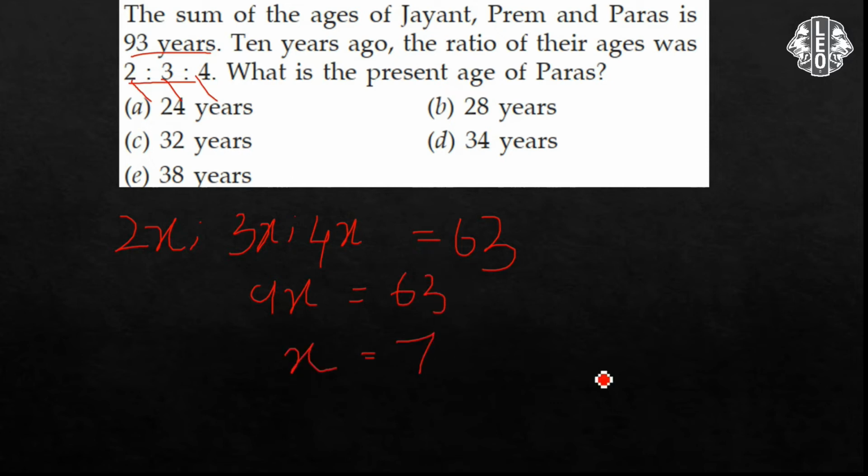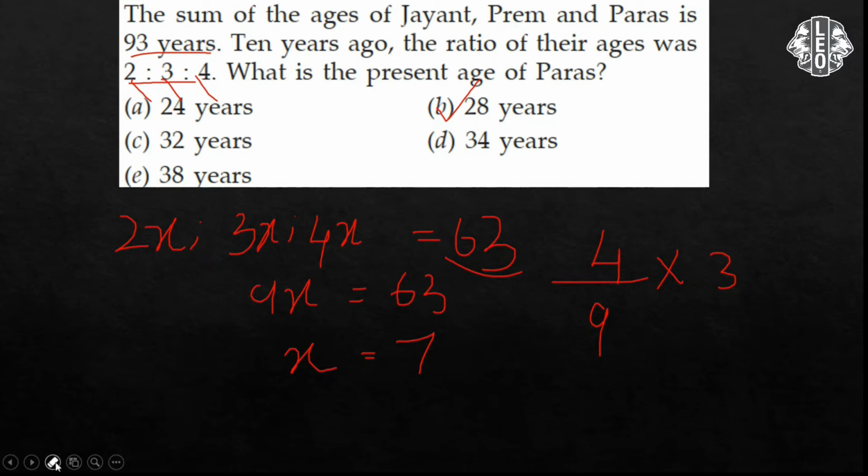Then x will be 7. So just substitute the values and you'll get Paras's age. Four sums are 20. So that's the way. This could be the method, or what he told is exactly how we got the 63. So he did the same thing. Instead of multiplying, he did 4 by 9 into 63.